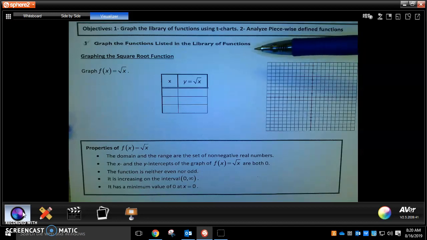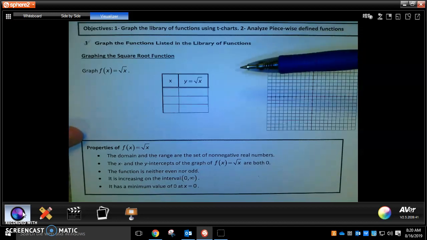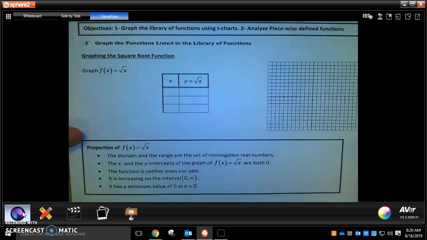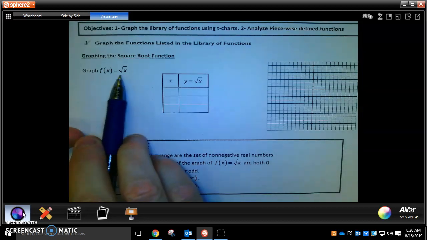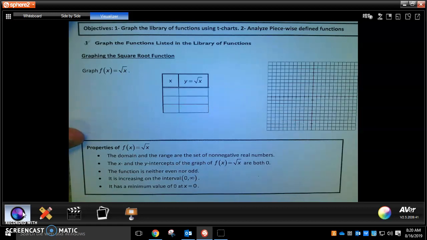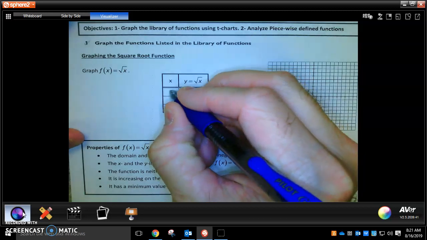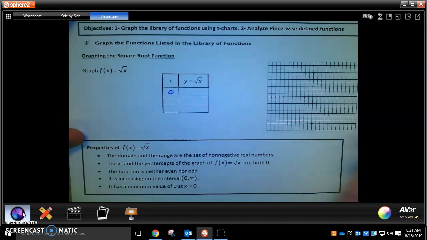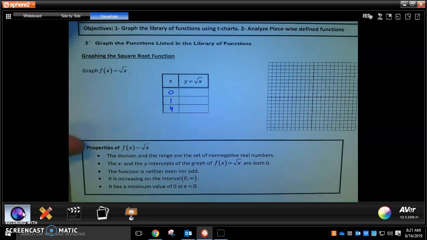So the first function that I want to take a look at is the square root function. So f of x equals the square root of x. To graph it, we want to come up with some smart numbers to plug in. Like 0 is a good number to take a square root of, 1 is a good number, and so is 4. Okay, so those are the numbers I'm going to plug into the function.